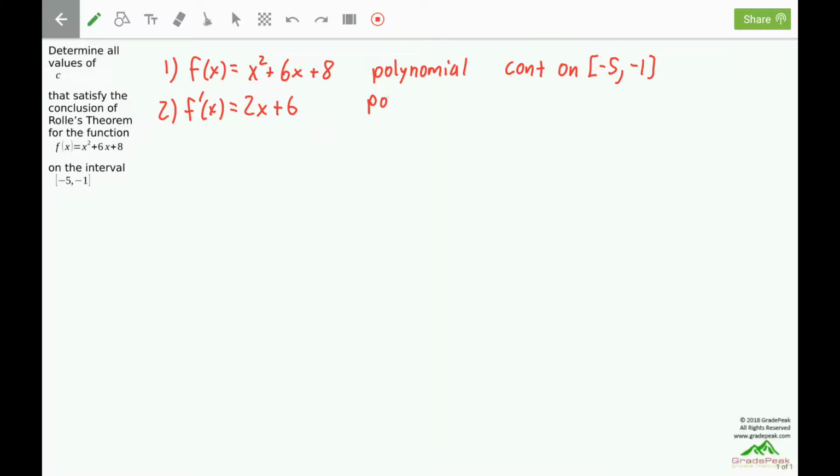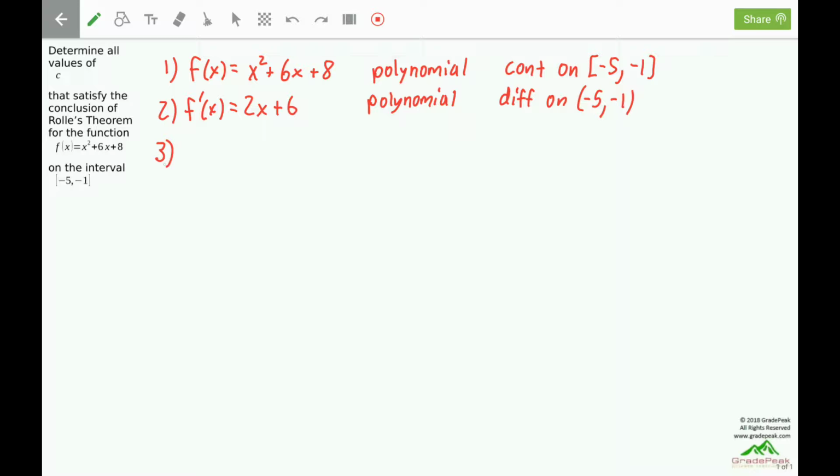2x plus 6 is also a polynomial, and is therefore continuous on any interval. So this will be continuous, it's called differentiable, on the open interval of -5 to -1. Open means it does not include the endpoints, indicated by the round brackets on the endpoints. A function is never differentiable on the endpoints, so it's always the open interval here. Condition 2 is met.